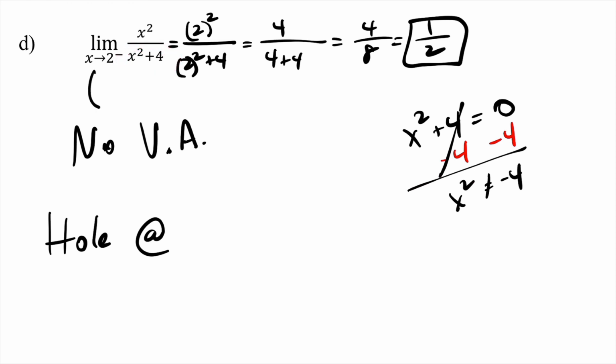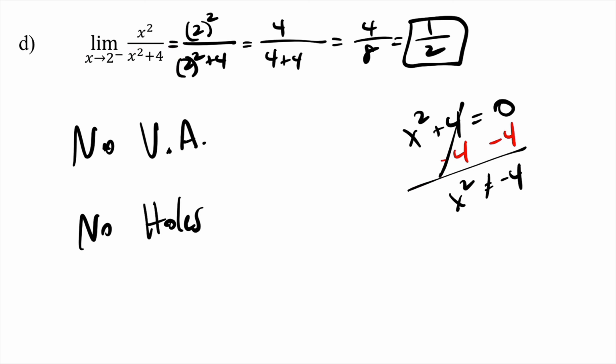Sometimes people will try to do this. Oh, it's difference of squares, +2, -2. No, it's not difference of squares. That doesn't work for this guy. So there are no holes either. This guy is a regular graph without any discontinuity. Okay, no holes either. No holes.